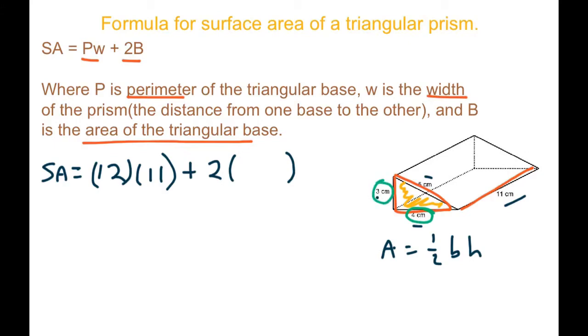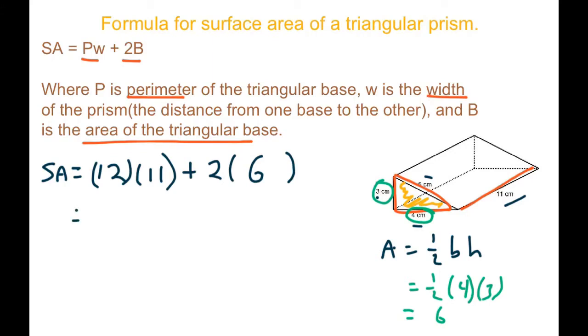Remember, height's always straight up and down, just like if I was measuring your height, you wouldn't lean, you would stand straight up and down. So, 1/2, the base is 4, the height is 3, and 1/2 times 4 times 3 is 6. All right, so capital B is 6.